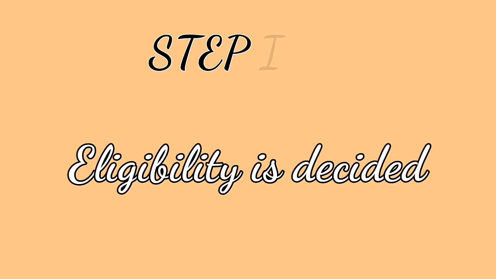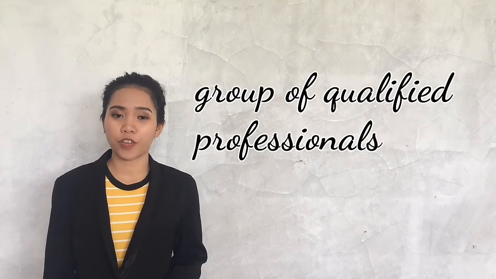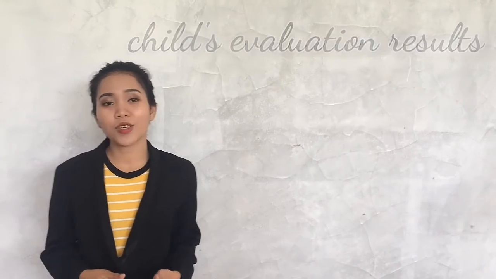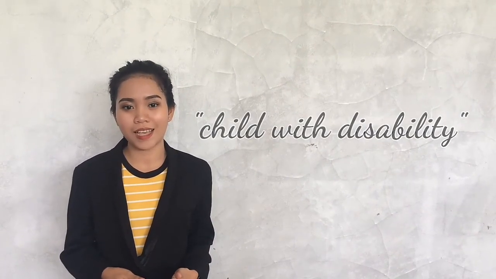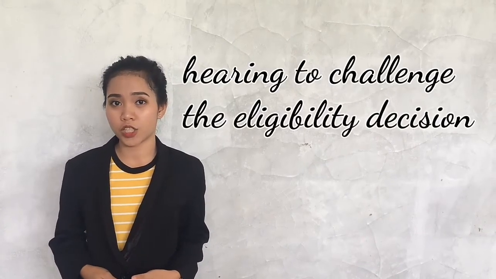Step 3. Eligibility is decided. A group of qualified professionals and the parents look at the child's evaluation results. Together, they decide if the child is a child with a disability, as defined by IDEA. Parents may ask for a hearing to challenge the eligibility decision if they disagree with it.